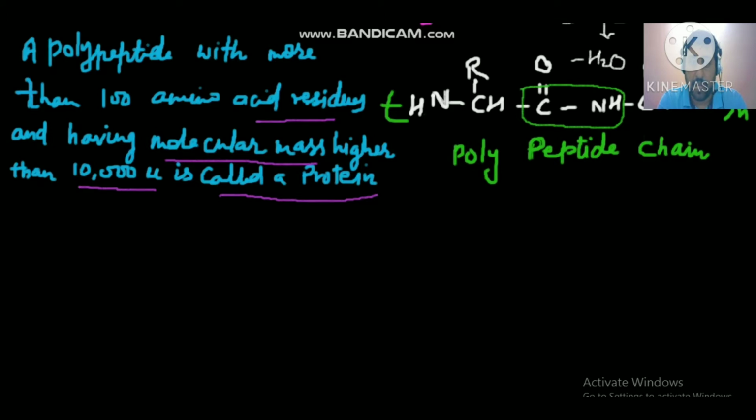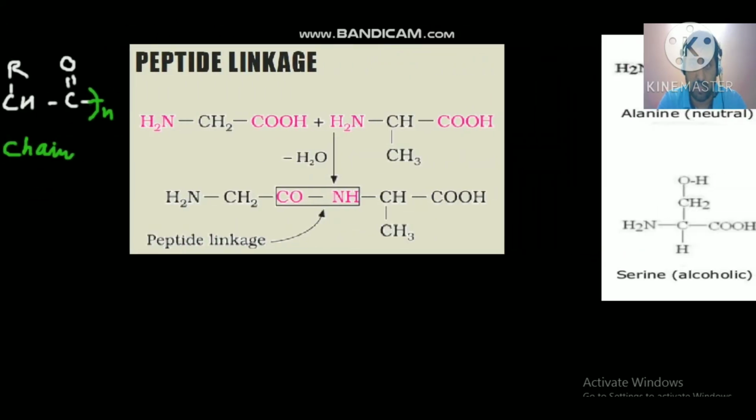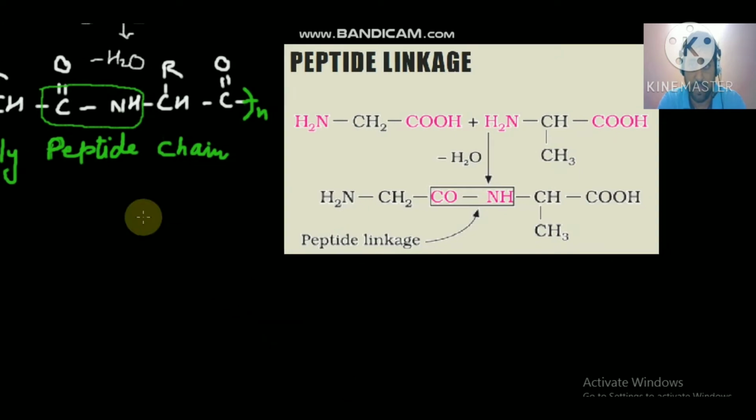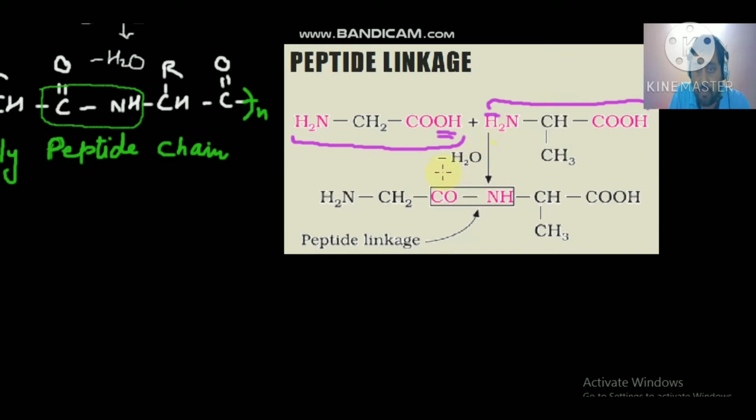Now in a peptide linkage or peptide chain, we can see here this is another diagram. Here it is a peptide linkage. You can see this is one amino acid group, this is another amino acid group. Now here the OH part and the H part of this neighboring amino acid group will combine together and water will form. Here we can say when two amino acids are condensed together, then a peptide linkage is formed, the CONH linkage. It is called a peptide bond or peptide linkage.